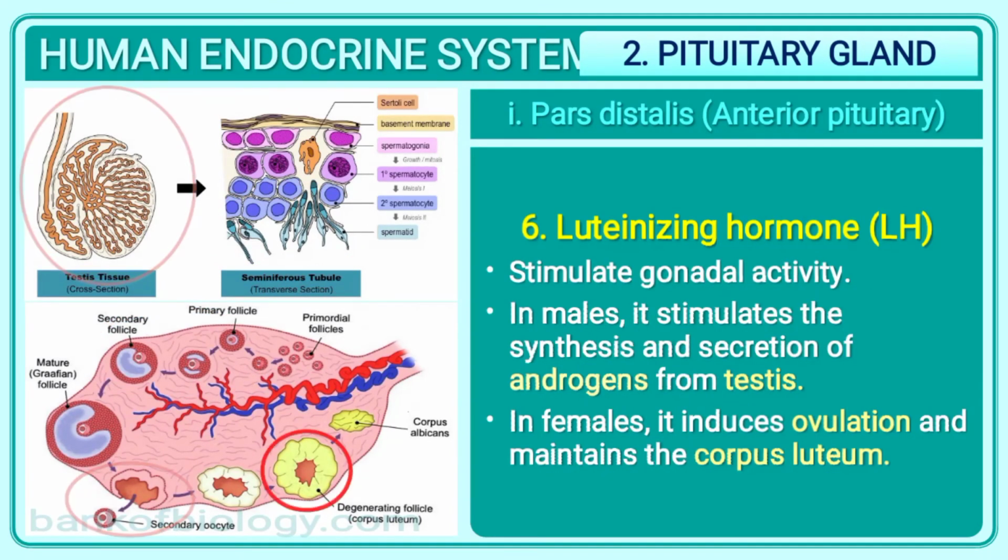Luteinizing hormone or LH stimulates gonadal activity in males. It stimulates the synthesis and secretion of androgens from testes. These androgen hormones are essential and necessary for the production of sperms from the testes. In females, it produces ovulation, means to say release of egg is called ovulation, and maintains the corpus luteum. Corpus luteum is the wall, internal wall of the uterus in the female.